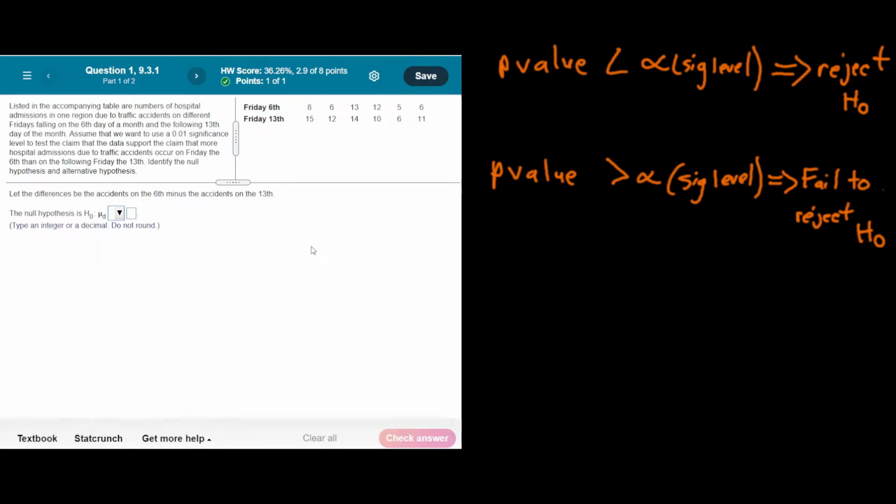Okay, so let's go ahead and get the symbols out of the way. Now you can see we're going to use a symbol with the mu, and it has a subscript of D. D stands for difference. So basically, these are all dependent samples, which means that one set of data relies on the other. So let's just jump in and learn as we go, right?